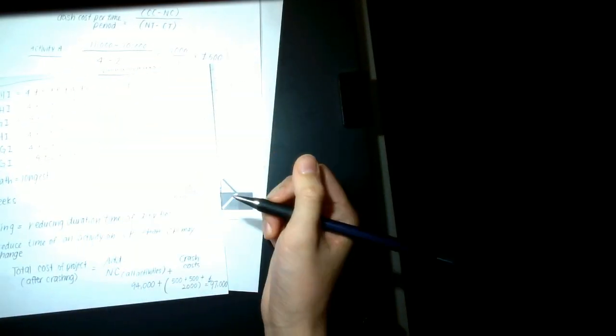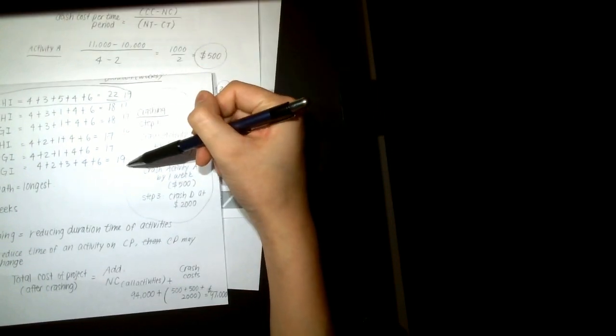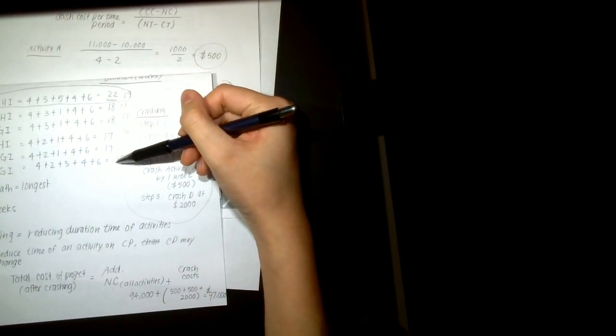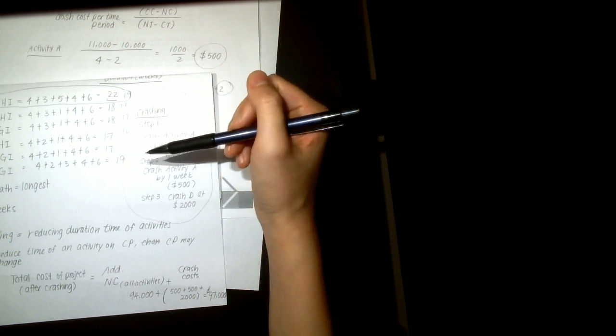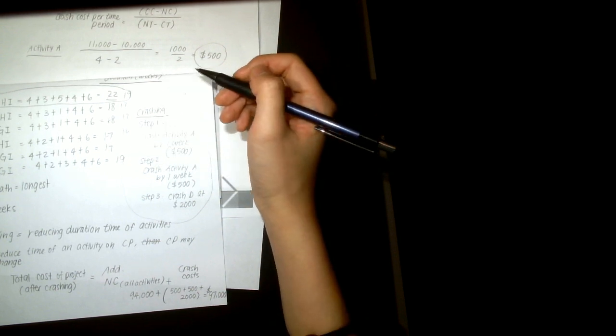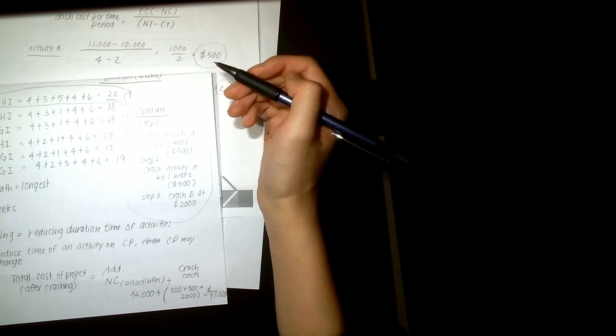But for example, if this one was really low, like say 19, and changing this would change another path, and that path becomes critical, then you would have to change everything. For example, when we crash activity A, it is part of all of these paths, so they all get reduced. So this gets into 17, 16, and so on. So you would have to do that for every single path to determine if the critical path has changed, to the new critical path.